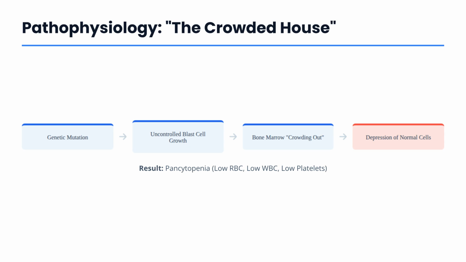The pathophysiology of leukemia can be summarized as the crowded house. A genetic mutation leads to uncontrolled blast cell growth, crowding out normal cells in the bone marrow and resulting in pancytopenia, which is low counts of red blood cells, white blood cells, and platelets.